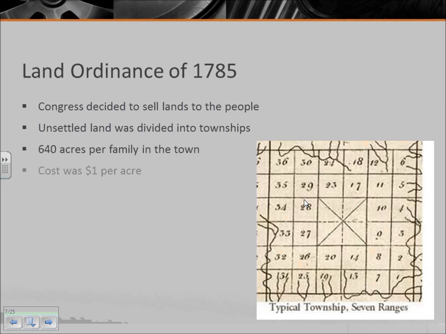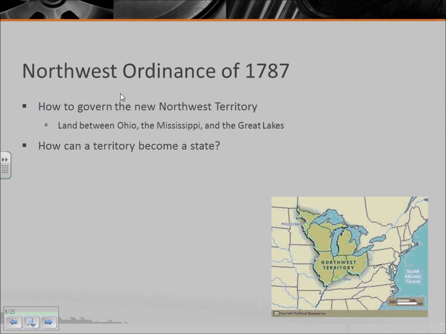Congress essentially just split up lots of newly acquired land and sold it. This was a great way to settle the land they had won in the war and to pay off a debt. 640 acres were given to the family in the town. The cost was about $1 an acre. So keep in mind, the Land Ordinance is just a very simple surveying of land that allows new lands acquired to be settled. The Northwest Ordinance of 1787 is a little bit more complicated.